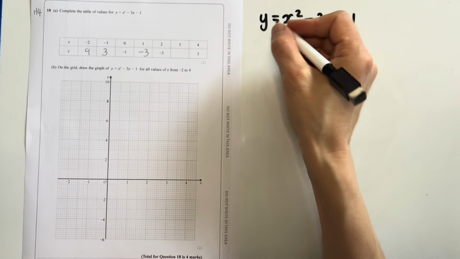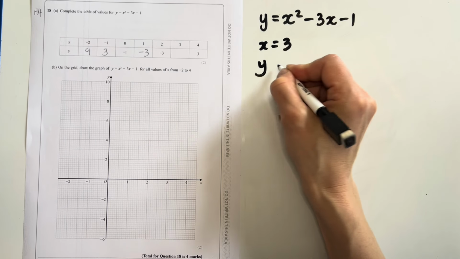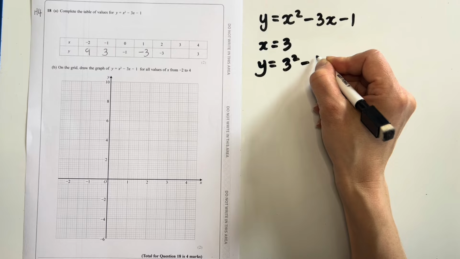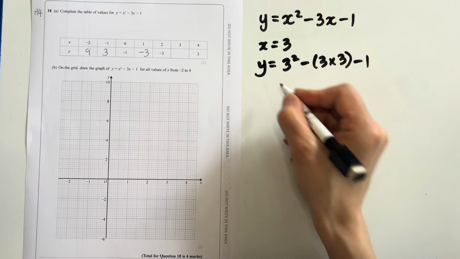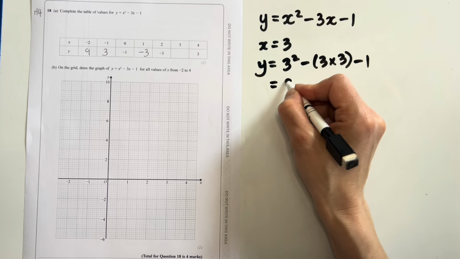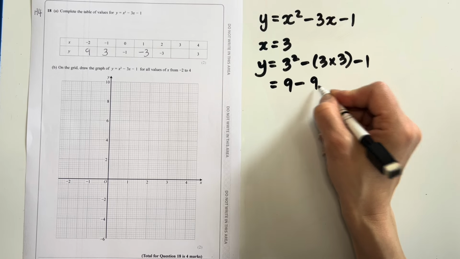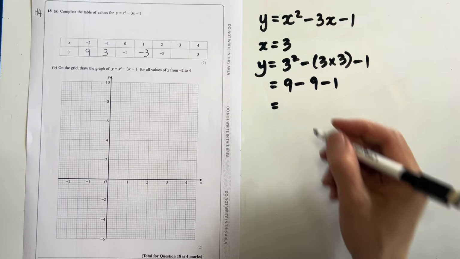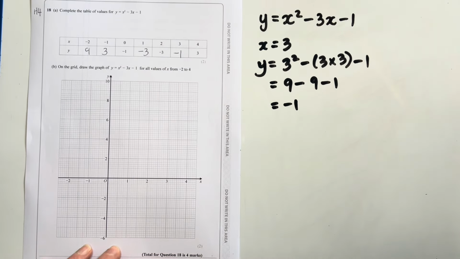Finally, we've got x is equal to 3. And so to find y, we've got x squared, so 3 squared, take away 3 times 3, take away 1. 3 squared is 9, and then we've got take away 3 times 3 is also 9, take away 1. And so our final value is negative 1.